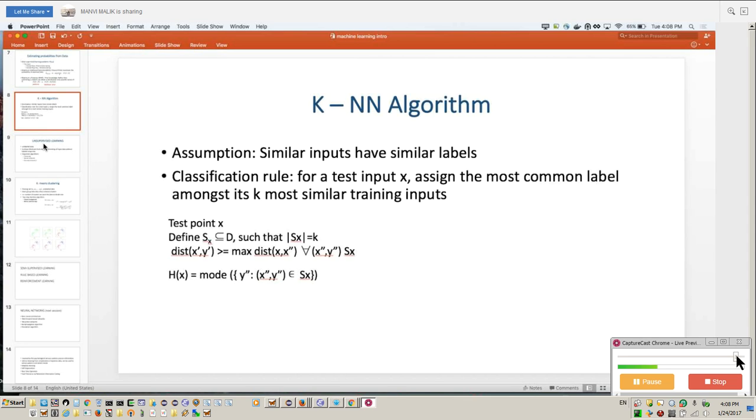So the simplest way of thinking about this is, if I know your friends, I know who you are. Whoever is around you, you belong to the same. But then, how do you define this very discreetly? How do you define the notion of similar inputs, similarity?